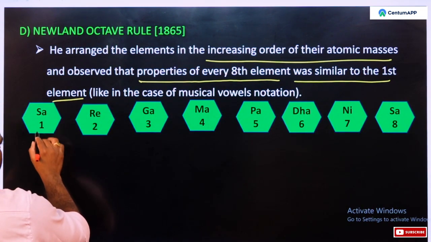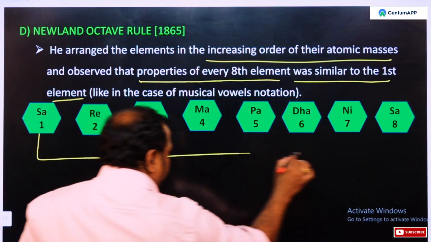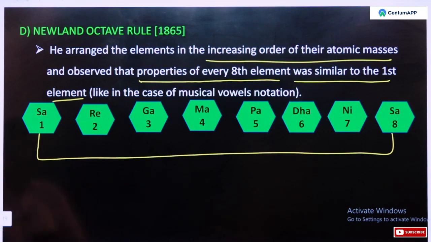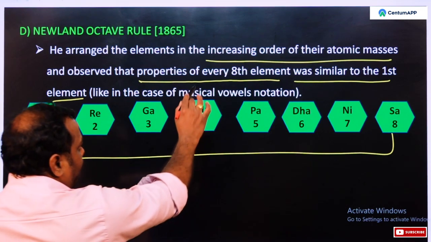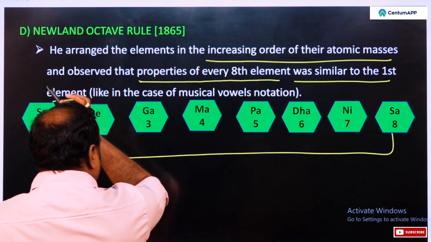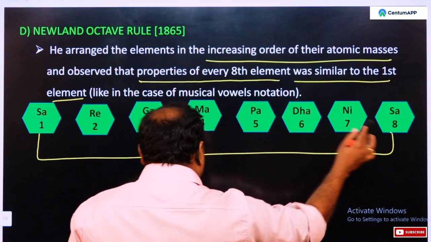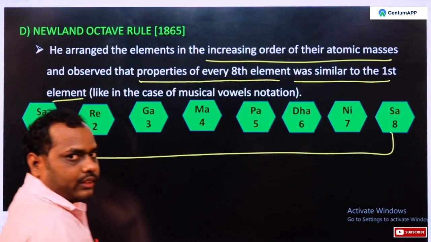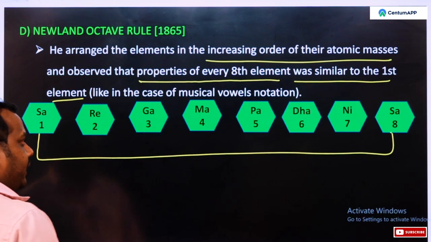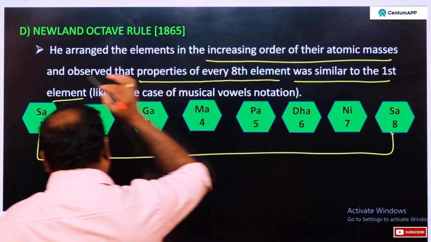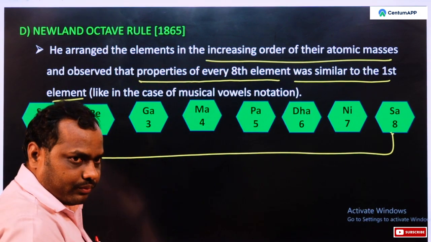See, the first element and the 8th element: what are their properties? They have similar properties. Observe, the properties of every 8th element were similar to the first element. The properties of this 8th element and the first element are the same. That is the point: every 8th element's properties and the first element's properties are the same.